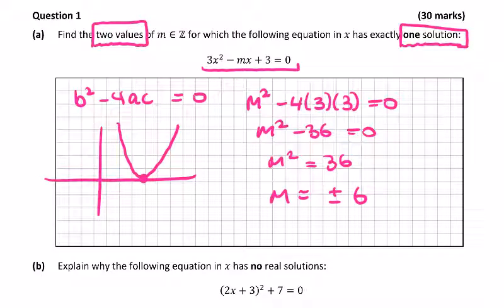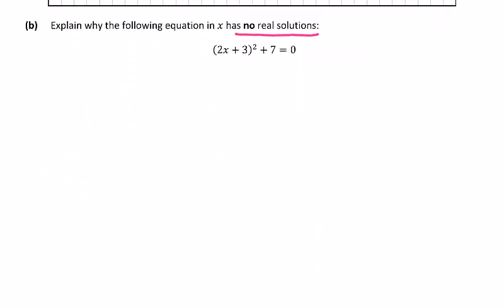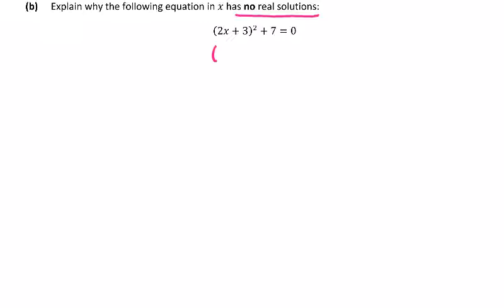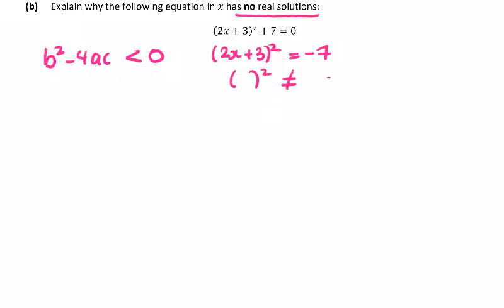Part B, explain why the following has no real solutions. There's two ways to do this. A really quick way, you could say, from your knowledge of the discriminant, if it has no real solutions, b squared minus 4ac is going to be less than 0. But if you just take this here, there's an easy way to do it. 2x plus 3 all squared, if we bring the 7 across, would be equal to minus 7. And a number squared cannot be equal to a number less than 0. Therefore, no real solutions if you just wanted to do it algebraically.